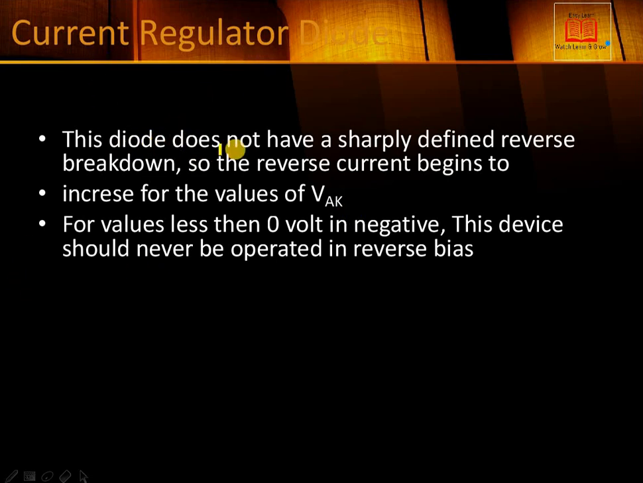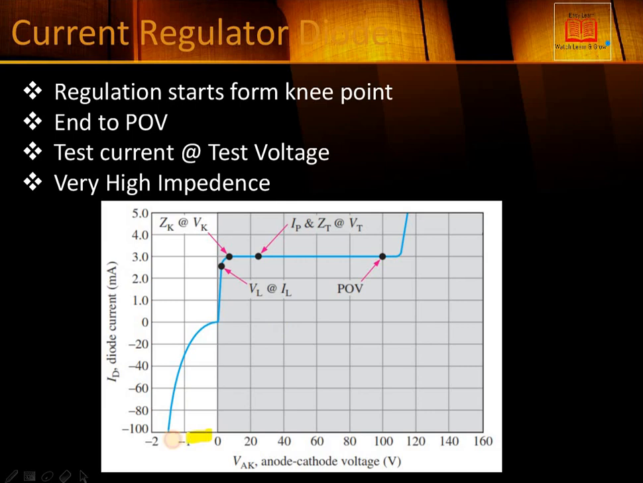For the current regulator diode, the diode does not have a sharply defined reverse breakdown, so the reverse current begins to increase for the reverse values of anode to cathode voltage less than 0 volts, in the negative. The device should not be operated in this region. Here you can see that if we go towards this side, the anode-cathode voltage goes this way, and its current is increasing very rapidly. I already explained, this is not a constant graph, not a constant magnitude. On this side the scale is bigger: one box is supposed to be 20 points, but here it's just -1 magnitude, -2, even very small, we cannot imagine. So that's why we say that this is not designed to operate in the reverse bias region.